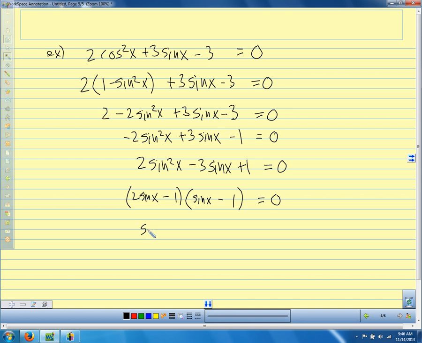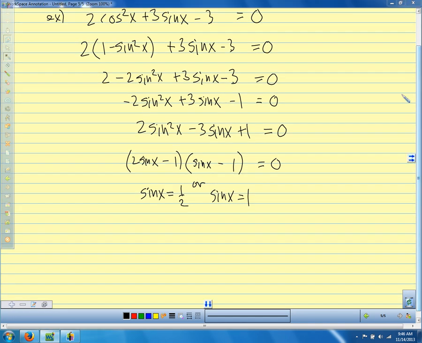And now I'm almost done. This parenthesis tells me that sine x equals 1/2. And this one tells me that sine x equals 1. So now I look on the unit circle. Where do we get a sine of 1/2? Didn't we already do this one? Where do we get a y coordinate of 1/2? Pi over 6.